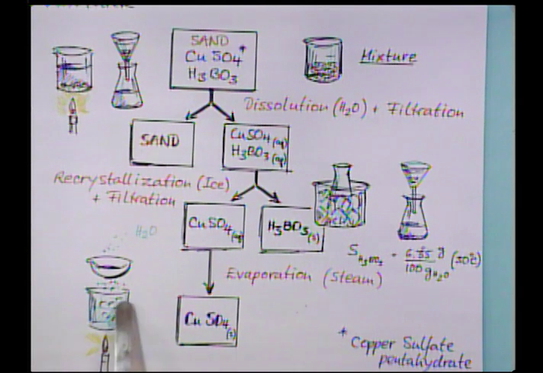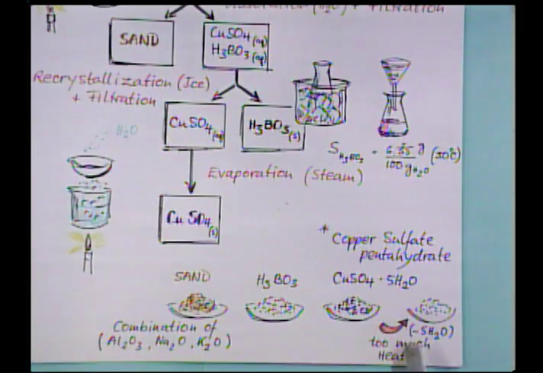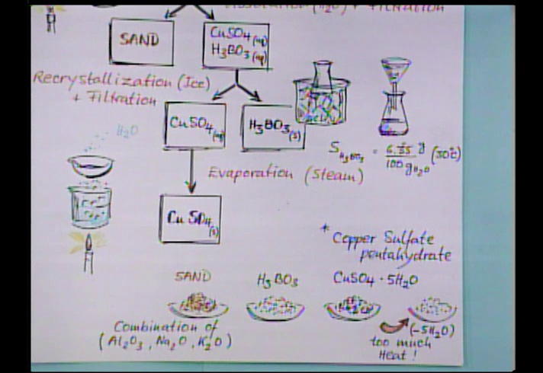So the next thing I can do is evaporate the solvent and have a residue of pure copper sulfate. So in the end, I have all three components in their pure form again. The only danger is if I heat the copper sulfate up too much, then the blue color would disappear. That means the hydrate water would come out of the crystal lattice, and that would make a colorless substance, which it is in reality. The hydrate water gives it that beautiful blue color.